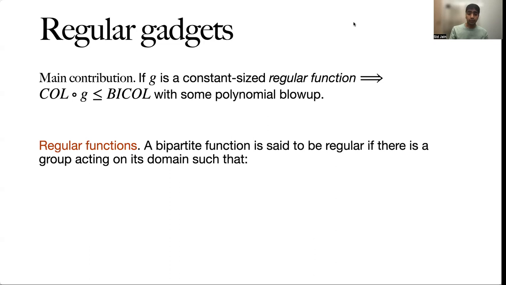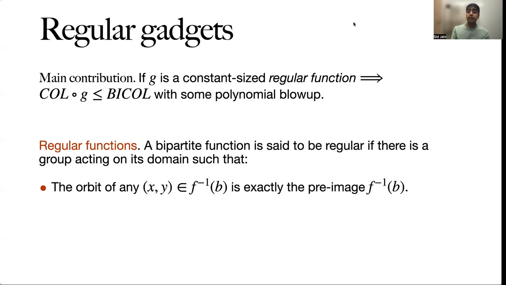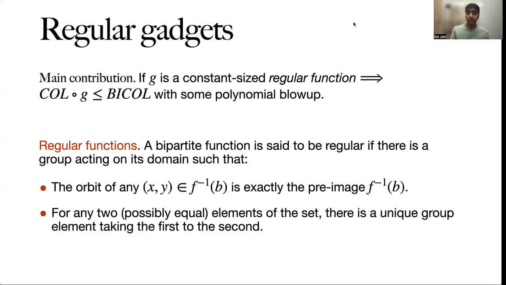So what are regular functions? A bipartite function is said to be regular if there is a group acting on its domain, such that if you consider any element and say that it's mapped to some bit b by the function, then the orbit of this element with respect to this group is exactly the pre-image of that b. And the second property that we need is that for any two elements of this pre-image, there is a unique group element taking the first to the second.